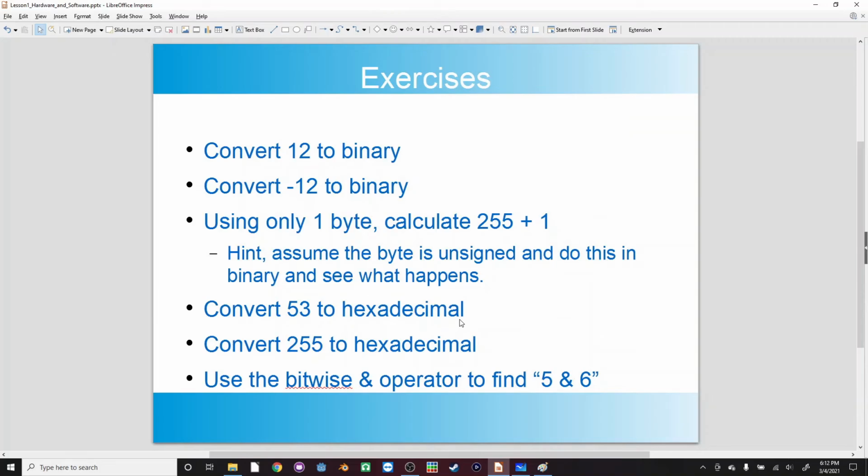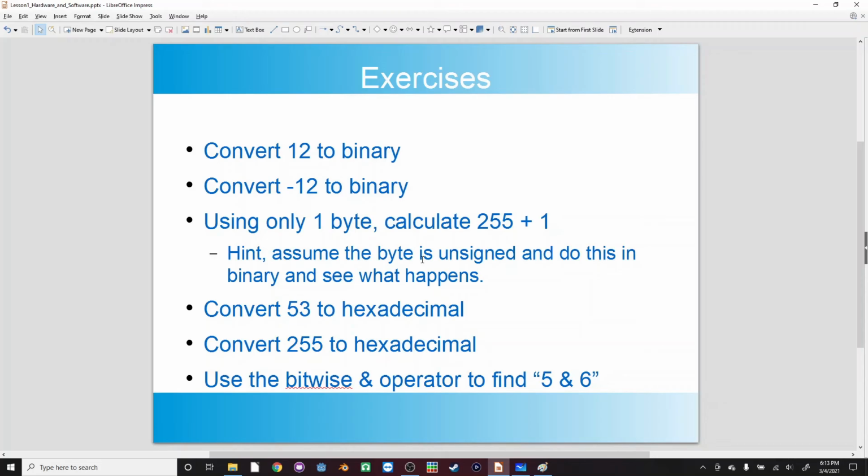All right, so here are some exercises for you. Convert 12 to binary, convert negative 12 to binary. Using only one byte, calculate 255 plus 1. Assume the byte is unsigned, do this in binary, and see what happens.